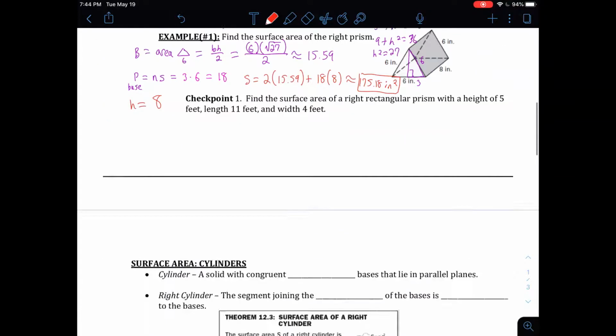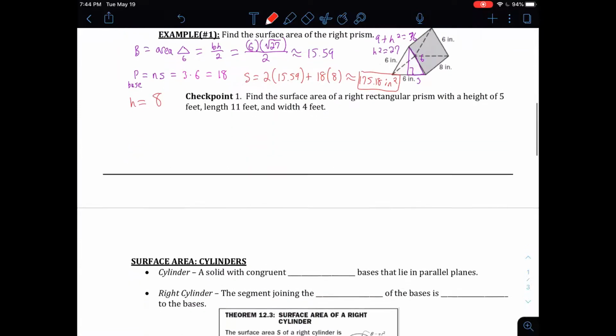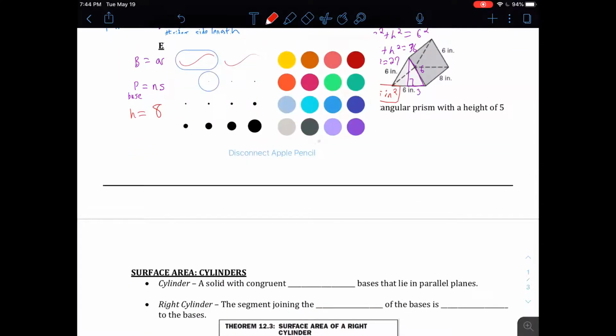Let's do checkpoint 1 together here. Oh, we got like no room. This is trash. All right, anyways, do the best we can.